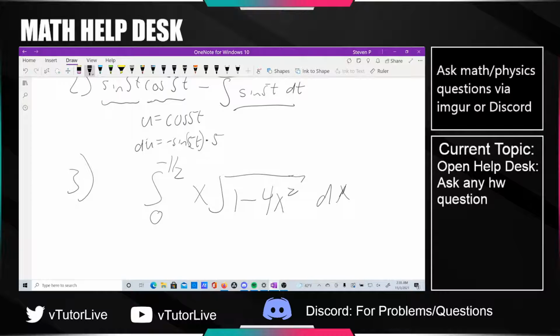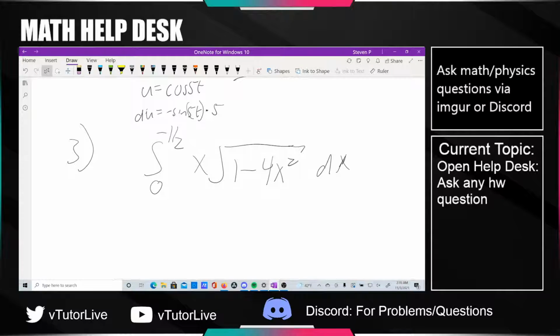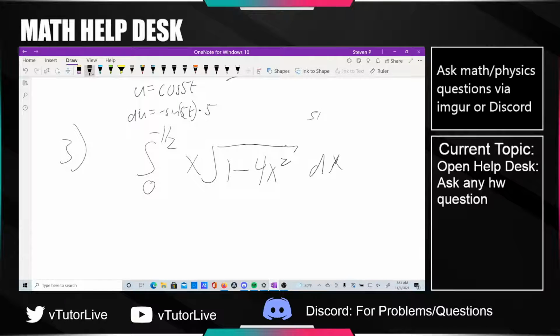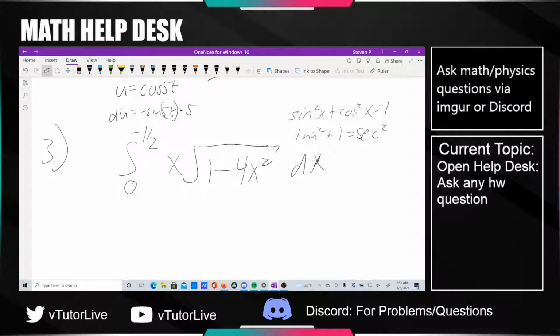So what is this? x square root of 1 minus 4x squared? Okay, so I'll write out the identities and I'll let you tell me which one makes sense. Sine squared plus cosine squared x is equal to 1, tan squared plus 1 is equal to secant squared. Which one makes sense? The second one, because it's 1 minus something. I mean, the first. Hold on. Yeah, the first one.